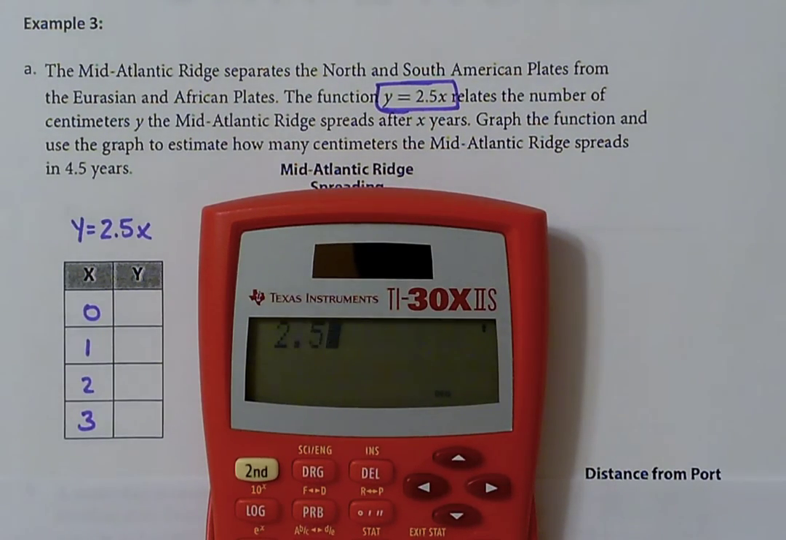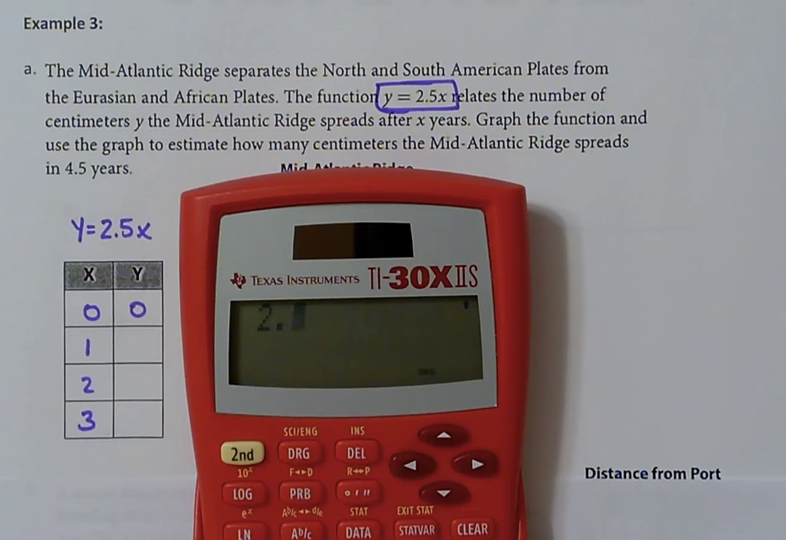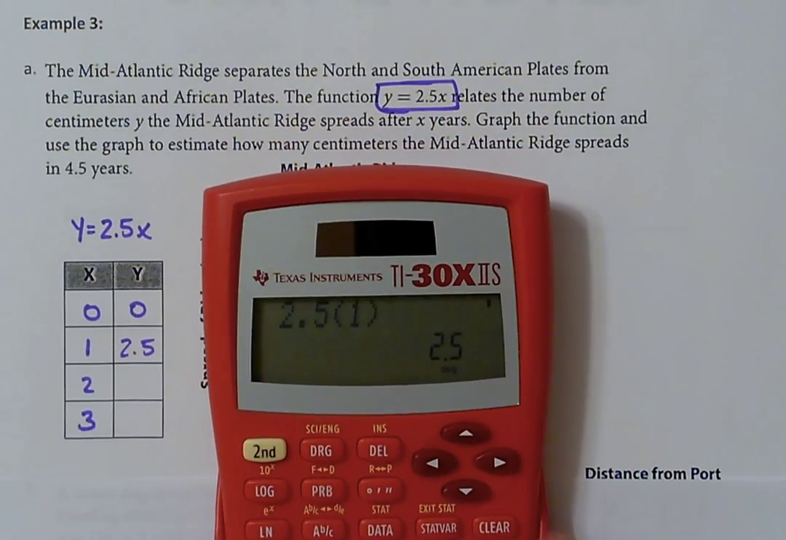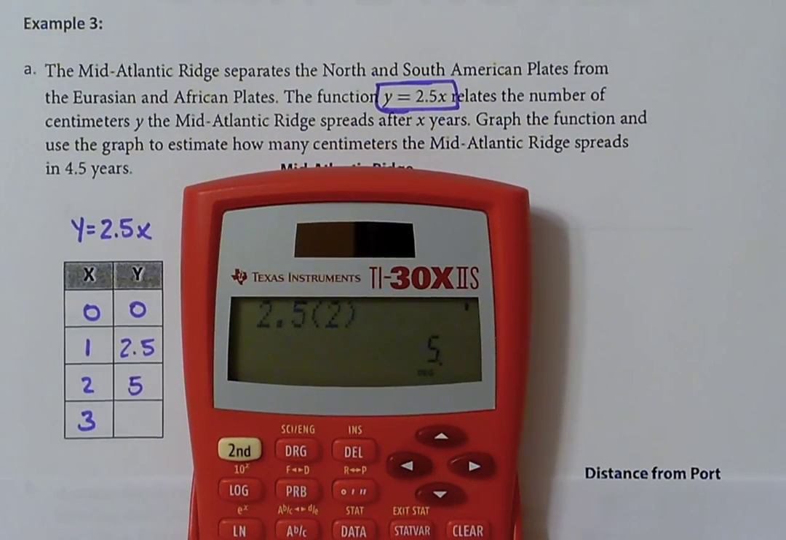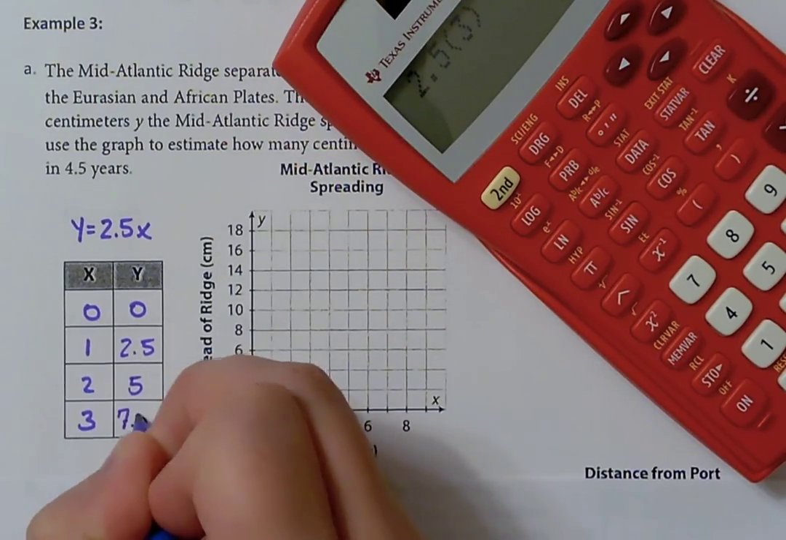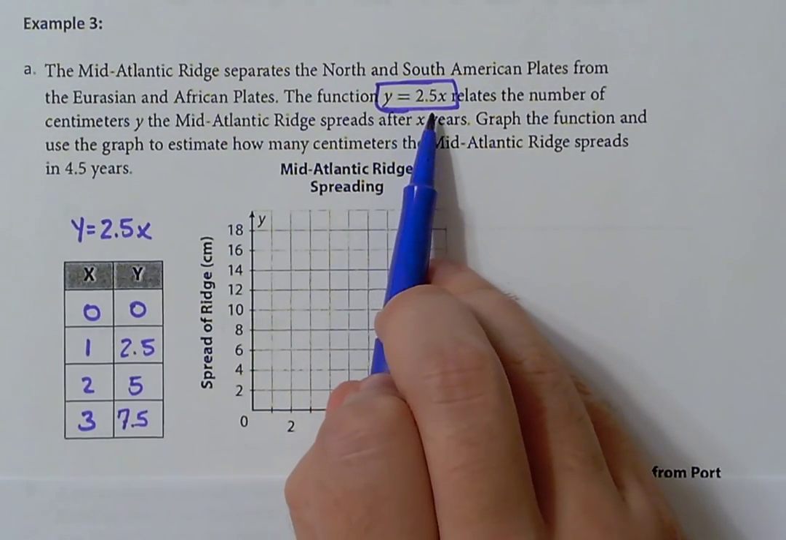So we're going to have 2.5 times 0, and we get 0. If we take 1, we do 2.5 times 1, and we get 2.5. If I take 2.5 and times it by 2, I get 5. And then if I take 2.5 and times it by 3, I end up with 7.5. So I've filled in my table for my function y equals 2.5x.